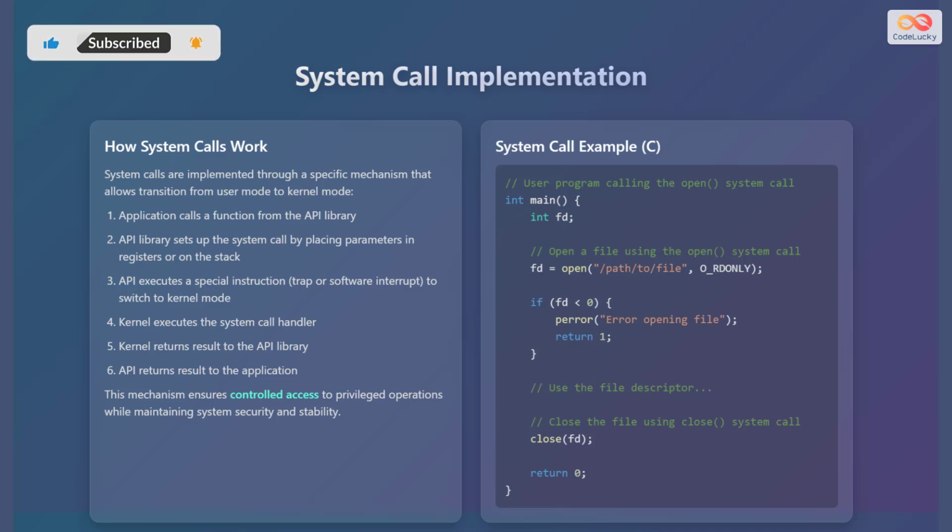Here is an example of a user program calling the open system call in C. The open function opens the file using the open system call. There is an error message if the file cannot be opened. Finally, the close function closes the file using the close system call.